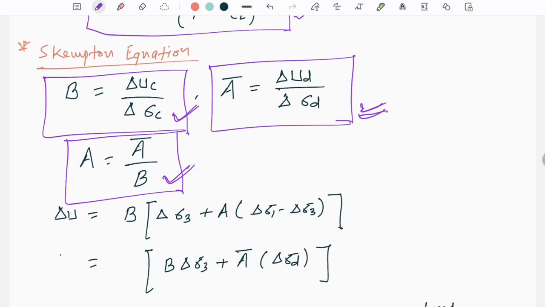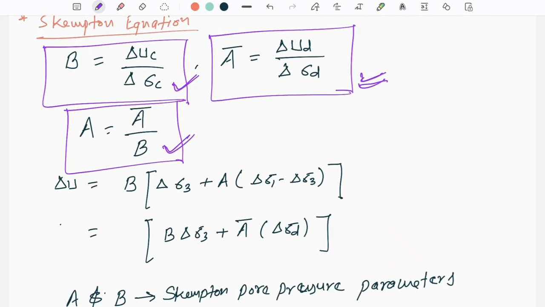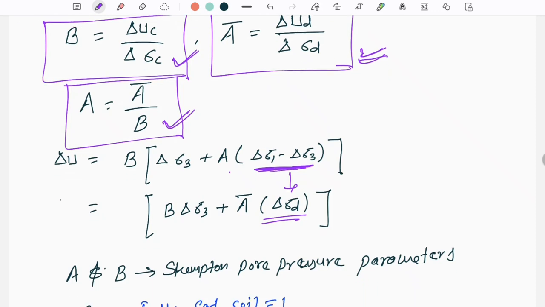Expression itself is asked directly in the exam. When you put this in the equation, you can directly find del UC is equal to B into del sigma 3 plus A into del sigma 1 minus del sigma 3. This is nothing but the deviator stress, del sigma D. Now we multiply this B value: B into del sigma 3 plus B into A, and A is nothing but A bar by B, so B cancels out. This is A bar into del sigma D.